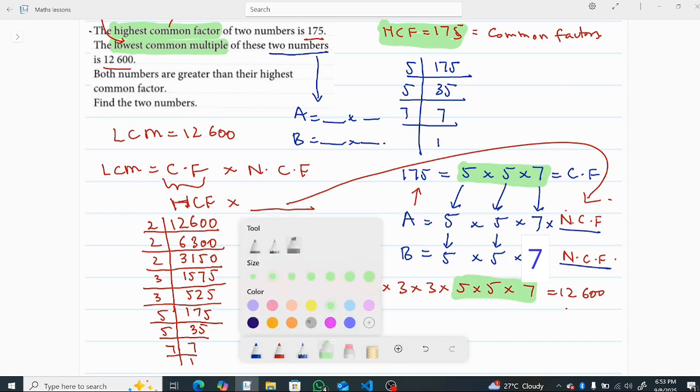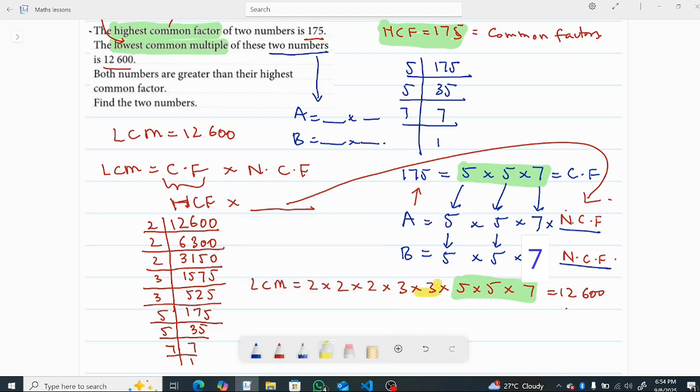So what about the rest? The rest are non-common factors, which are 2 times 2 times 2 and 3 times 3. These are non-common factors, so we'll be placing them into the rest of the numbers A and B. Now you see that A and B have some non-common factors that must be placed here.